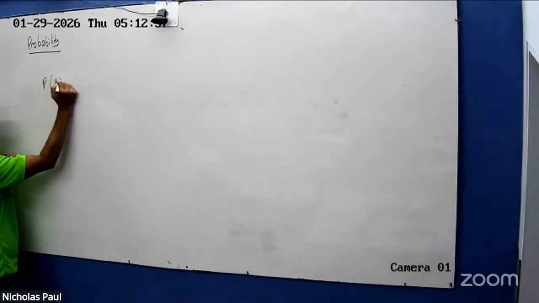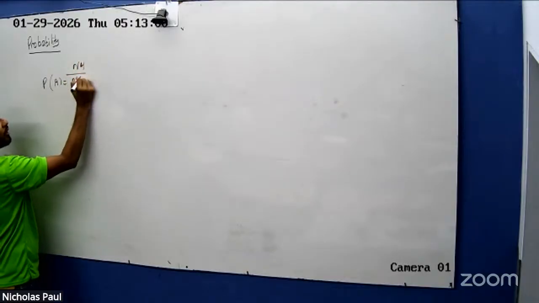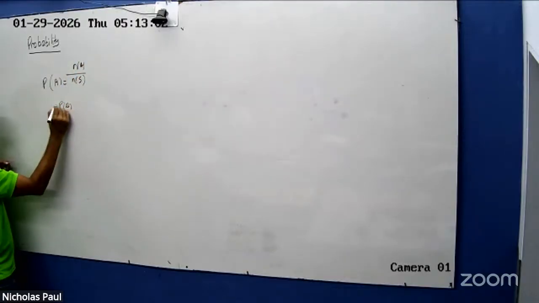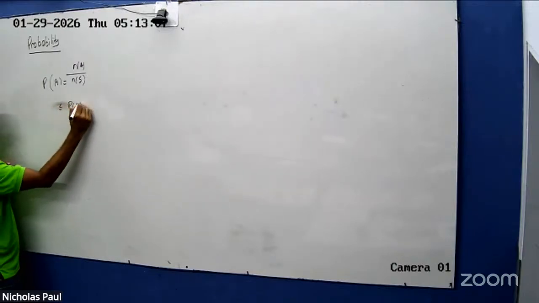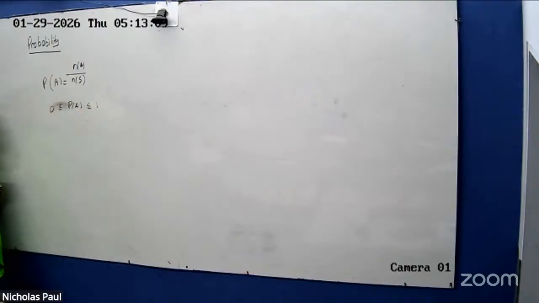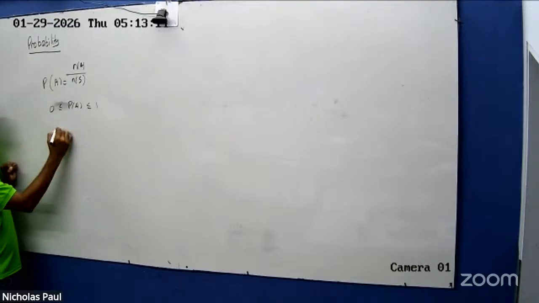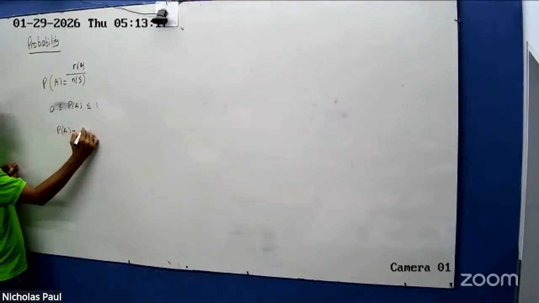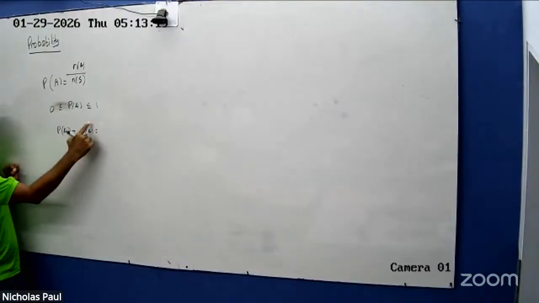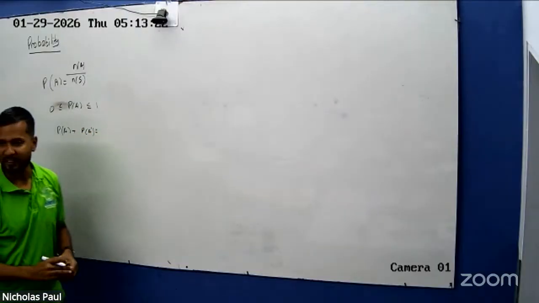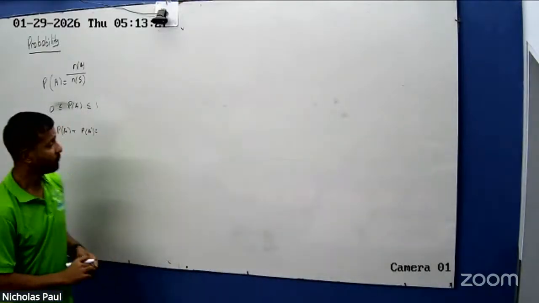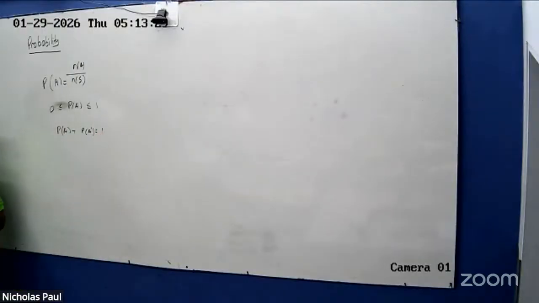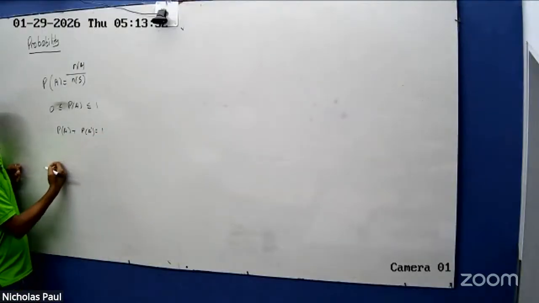Right, probability of A is number in the event A over number in the sample space. Remember that all probability lies between what? All probability lies between 0 and 1. We should remember that the probability of A and the probability of not A, if you add them up, is 1. Probability of A and not A is 1, right?